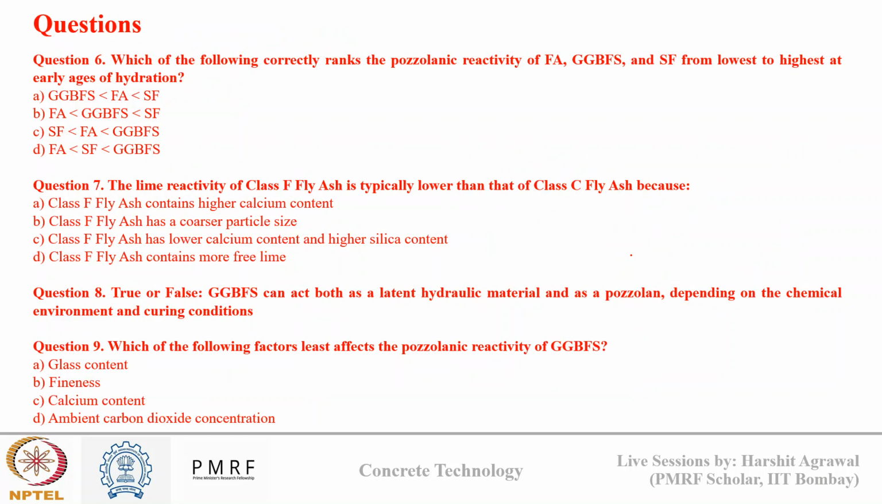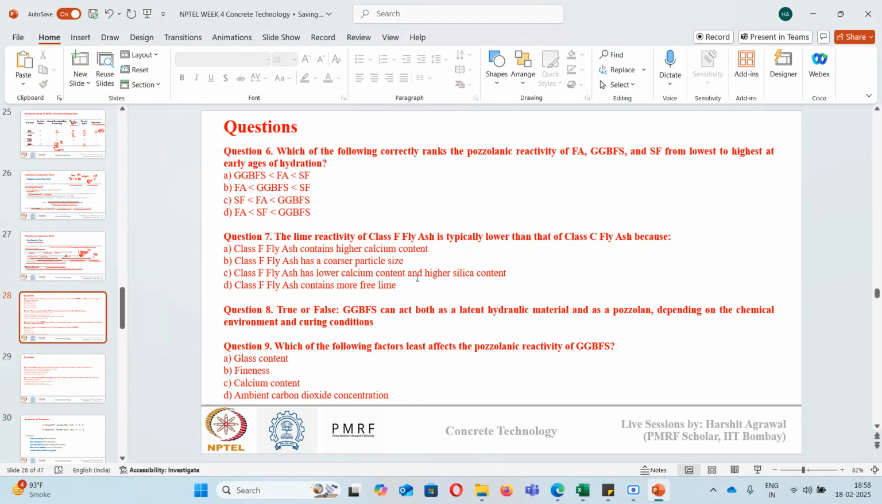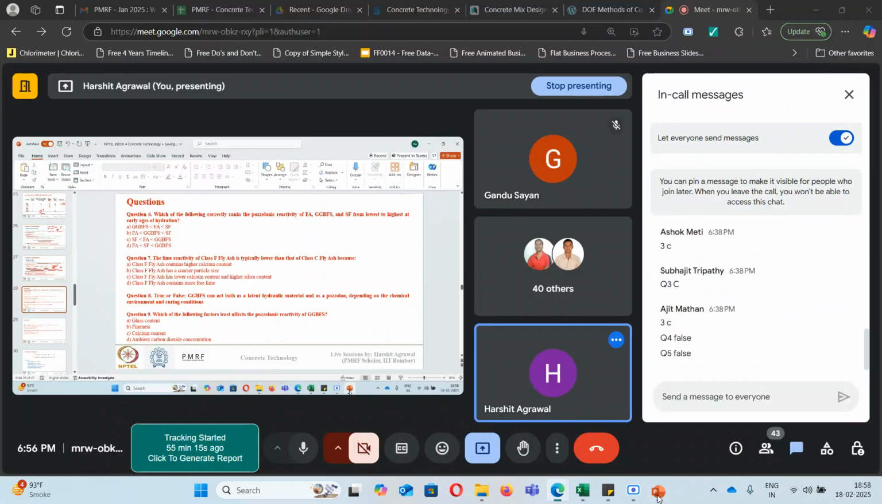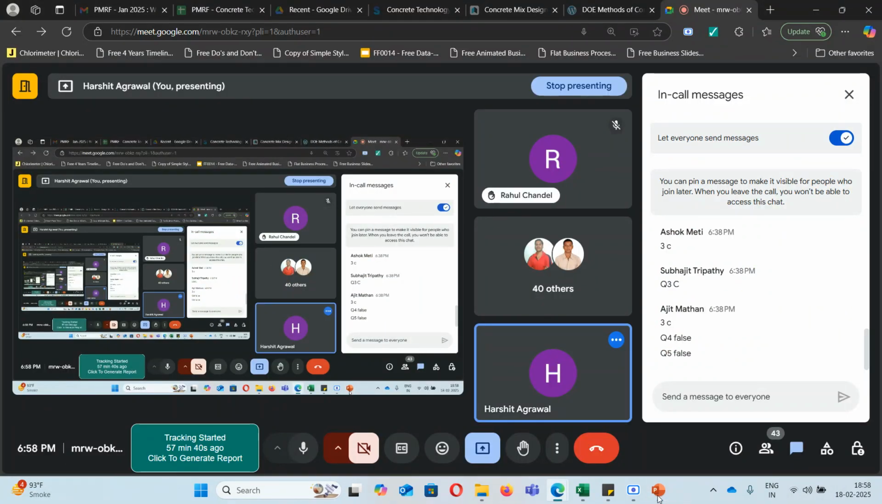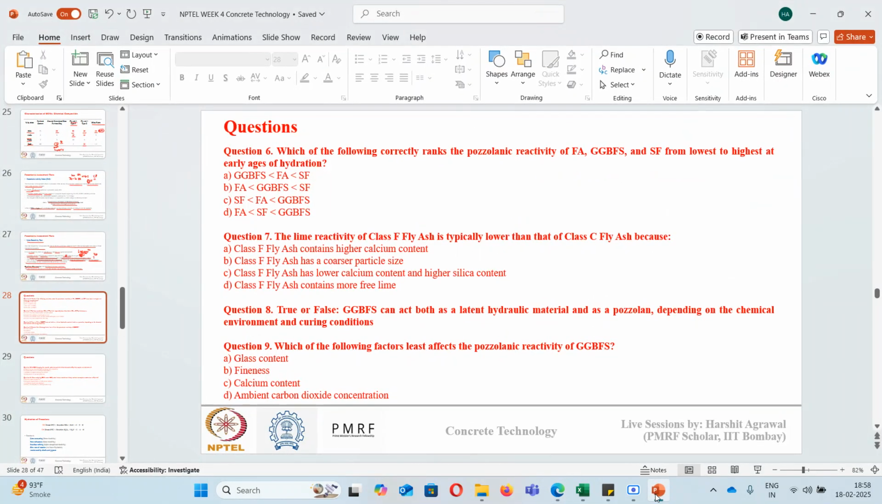Now, based on this part, try to answer these four questions first. And if you have any doubts, you can ask in this part of the discussion. Yes, Rahul, you can write in the chat box what your question is. Others, just try to answer these four questions.